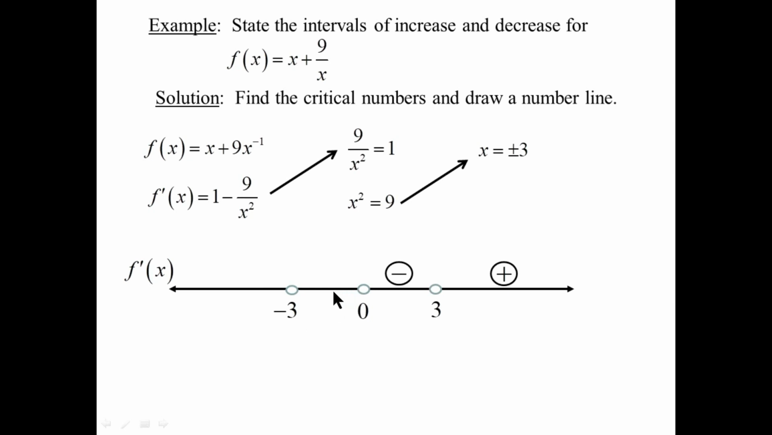Working our way to the left, let's sub in -1. -1 squared is 1. 9 over 1 is 9. 1 minus 9 is negative. The entire section is negative.